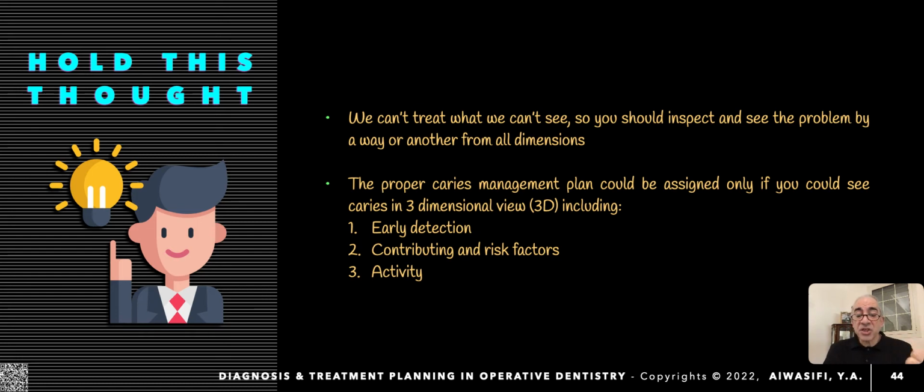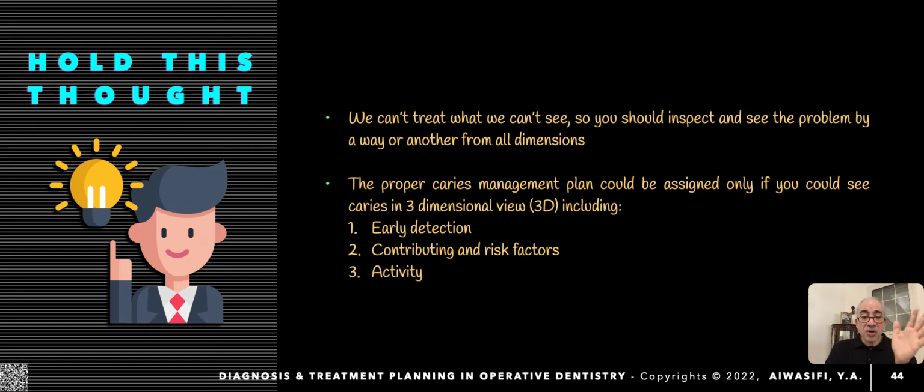The first dimension is early detection. Then the second is the contributing and risk factors, which affect its third dimension, which is the activity. That's why when you would like to design a preventive program, or when you would like to reverse the activity of demineralization of dental caries, you should see your caries from three dimensions.